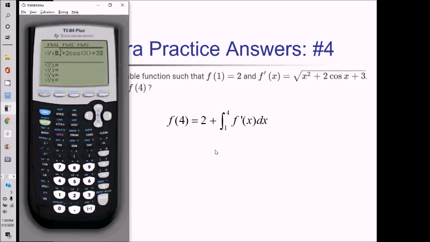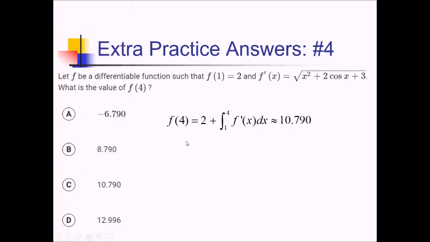To make my life a little bit easier, I've entered this f prime as my y1 in the calculator. And now let me quit out of there, and I'll do 2 plus math 9. Integral from, we need 1 to 4. And we're going to do alpha trace y1, because that's where I stored f prime. And then a dx, and that's all I have to enter. Just press enter now. Comes out to 10.790 if we take it to 3 decimals. So that's going to be choice C.